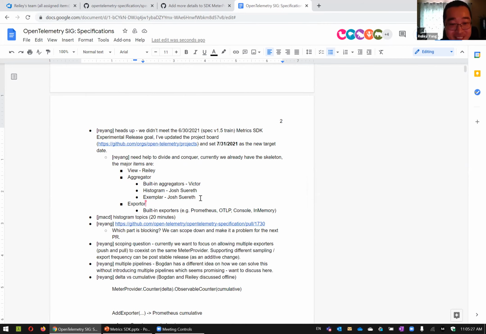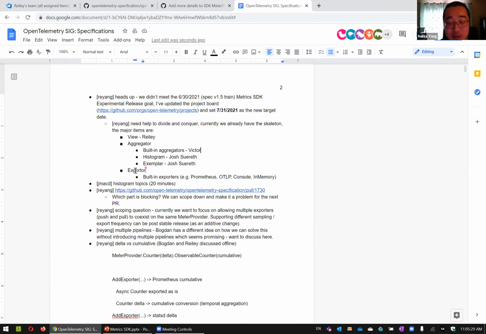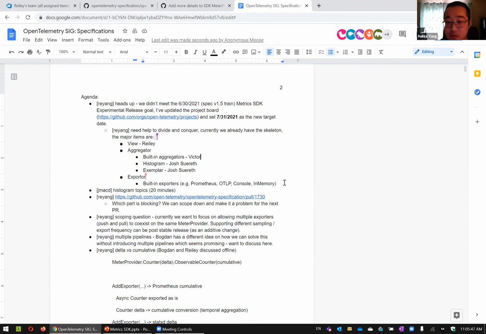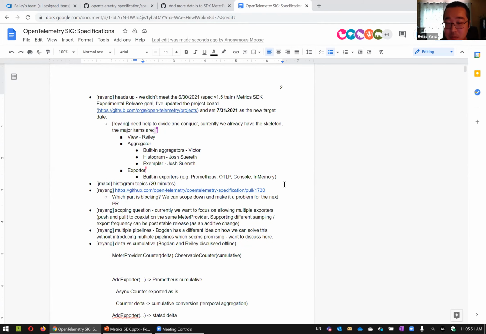It's strange. Okay, so for the exporter, currently I think that part seems to me quite straightforward. I think the exporter data model will follow the metrics data model, so basically the OTLP model, and for the built-in exporters we should just have 4 of them. So that part should be straightforward, unless someone sees I'm over optimistic.